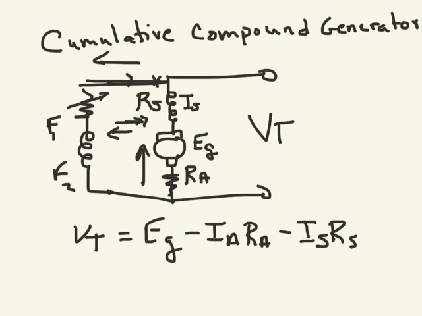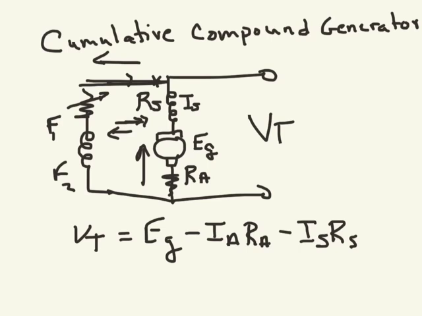So this is a cumulatively compounded generator. That series coil helps us build field near rated. It's a really thick wire because it's in the armature path. Not a lot of turns, but it will offset that terminal drop as I approach rated.